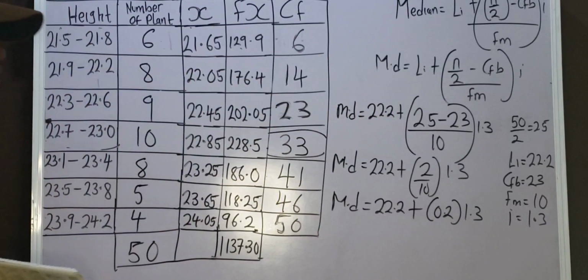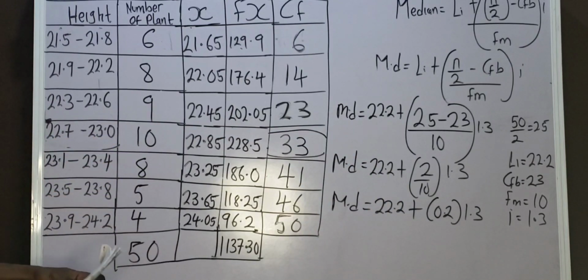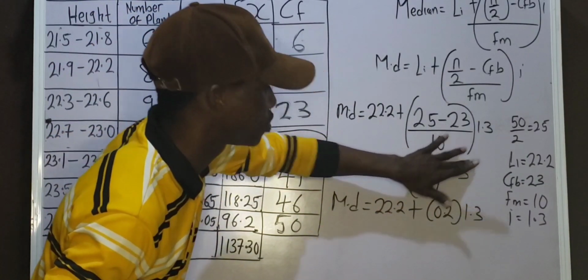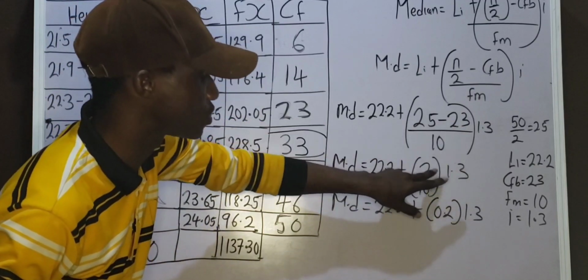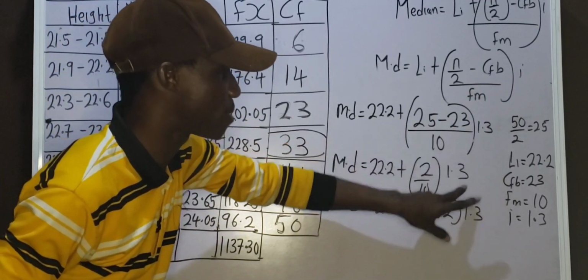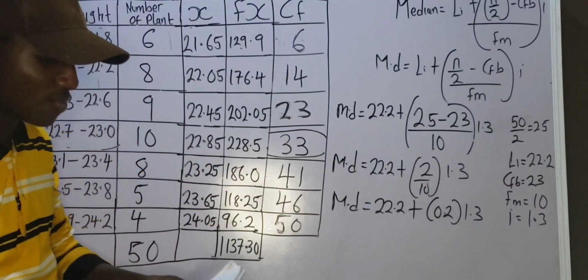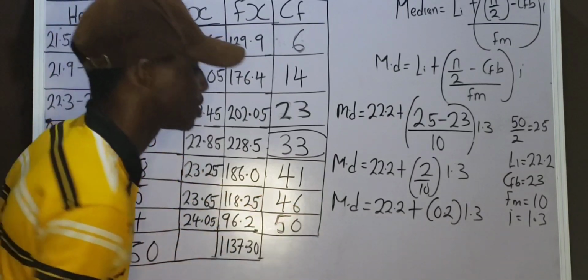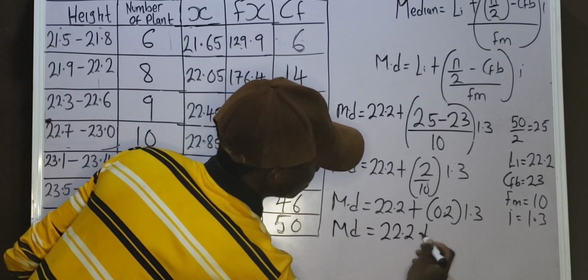Please, I want you to pay attention. I'm just simplifying what I have in the formula. I'm not doing anything else. You can see, I'm very sure you understand to this point, okay? So I have 22.2, 25 minus 23, that is 2, all divided by 10, multiplied by 1.3. That's what I did. And then I got to this point, 2 divided by 10, that is 1 over 5. 1 divided by 5 is 0.2, you understand? So 0.2 multiplied by 1.3, then the median will be equal to 22.2 plus that.